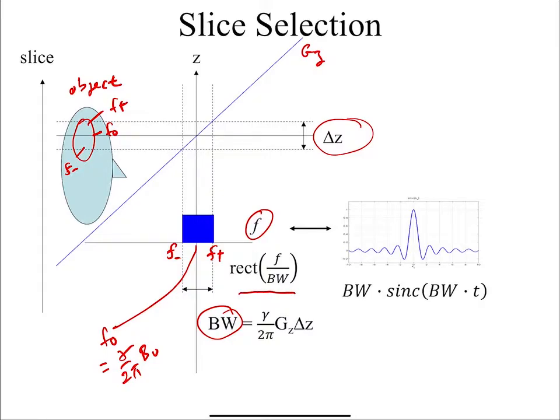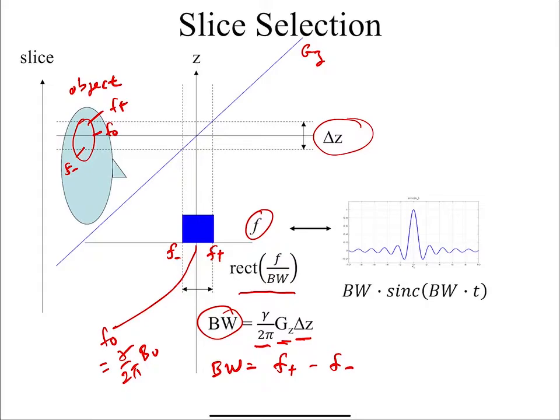Okay. And what's the bandwidth? The bandwidth is basically the difference. It's essentially my F plus minus my F minus, the upper frequency minus the lower frequency. And that's just given by gamma over 2 pi gz times delta z.